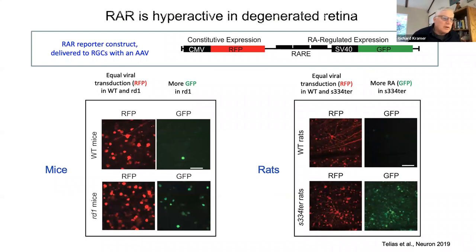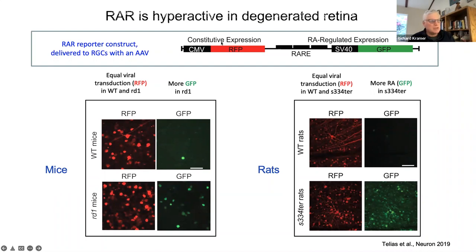First of all, we can detect the higher retinoic acid induced gene expression in degenerated retinas. So we do this with a reporter construct. This is a gene that we introduce into retinal neurons with an AAV virus. And the gene has two parts. First of all, I'll get to the business part of it first. There's GFP that's under the control of this retinoic acid response element. So if there's elevated retinoic acid, that activates the retinoic acid receptor, and it turns on expression of GFP. And then there's another module in this gene, which expresses red fluorescent protein.